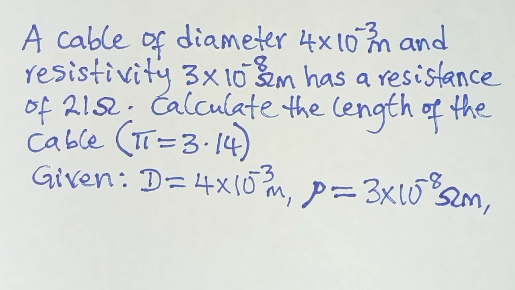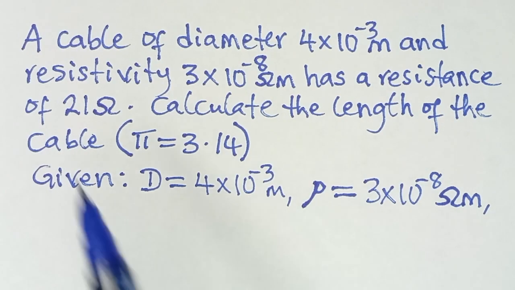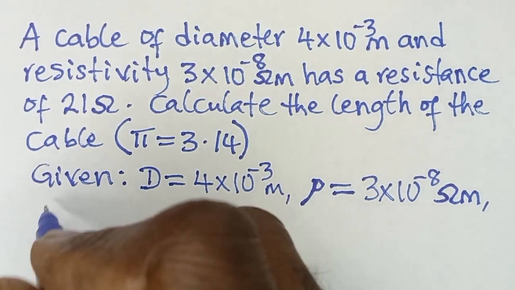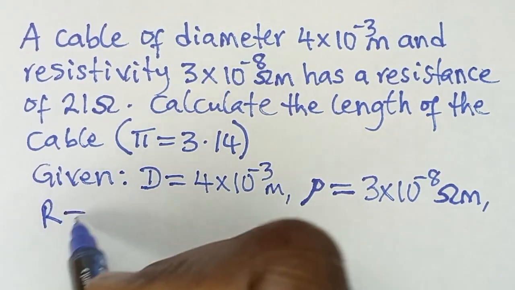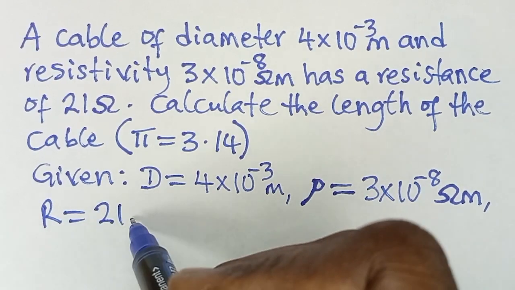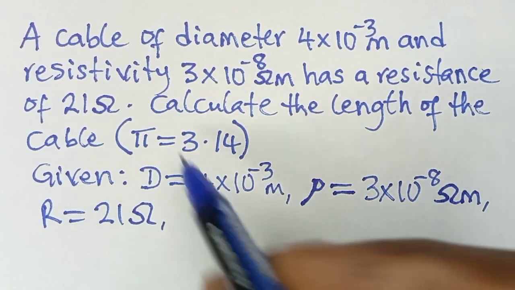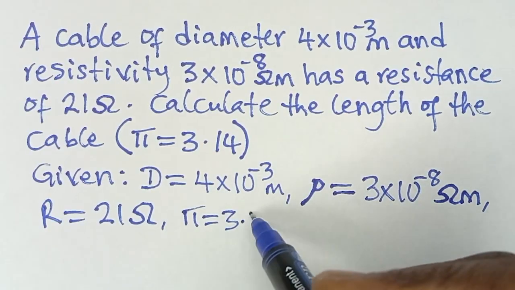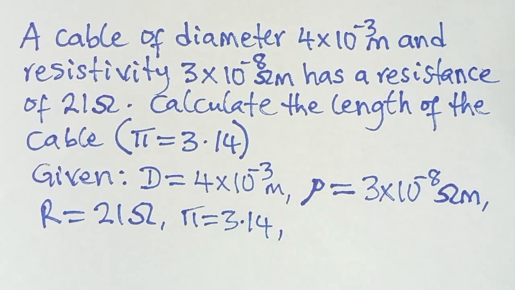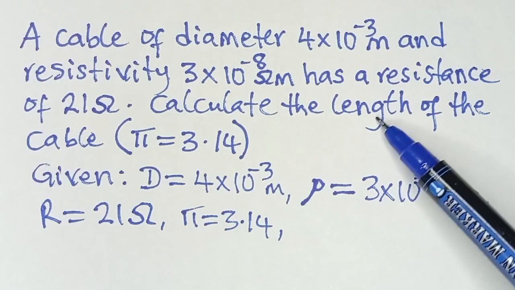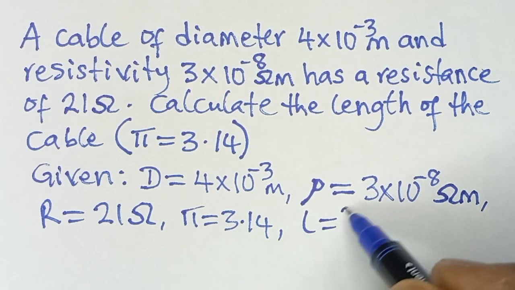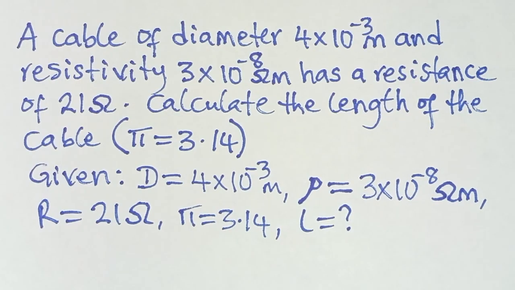Now the next value that we are given there is the resistance, capital letter R for the resistance. So we are given the resistance R as 21 ohm. And don't forget, we are given the value of pi as 3.14. And then finally, what are we looking for? We are looking for the length of the cable. So that will be letter L is question mark.